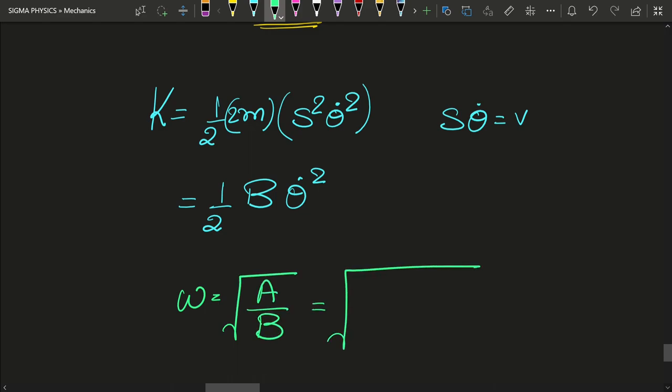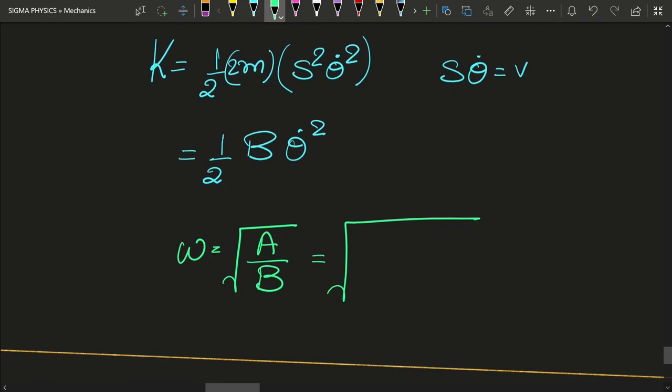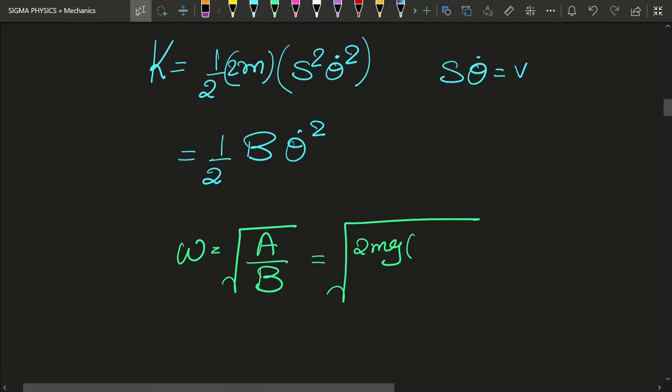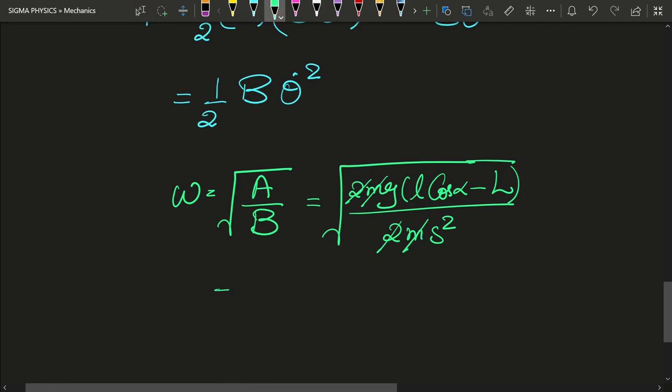And we already know what A is, right? If minus A is equal to 2mg capital L minus L cos alpha, that means A is equal to 2mg into L cos alpha minus capital L. I just replace the terms, right? If I multiply by a minus sign, divided by B, as you can see, is equal to 2ms. So 2m will get cancelled over here, and hence what we were set to find is finally here.